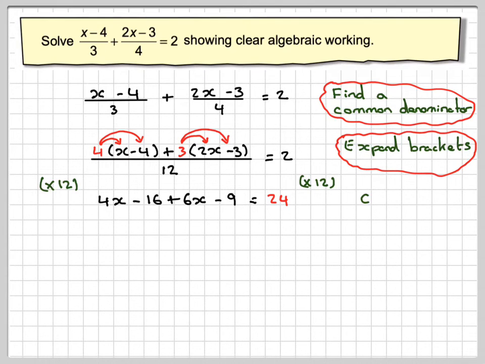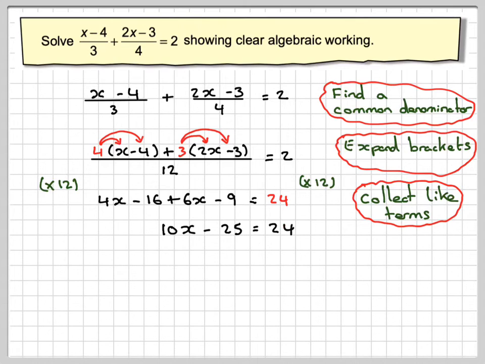Now collecting together like terms, so we've got 4x plus 6x, which gives 10x, minus 16 minus 9 gives minus 25, is equal to 24.